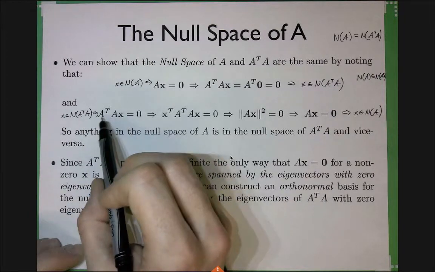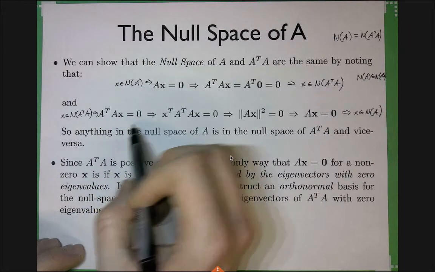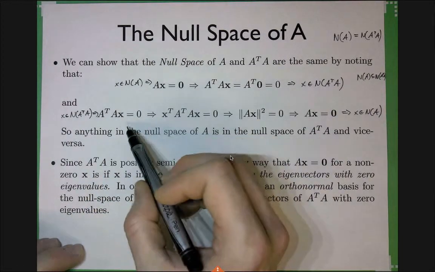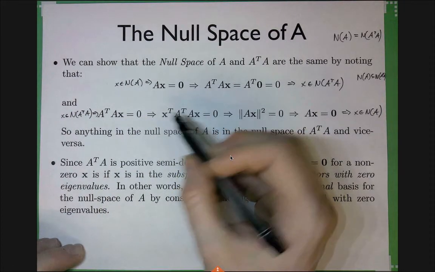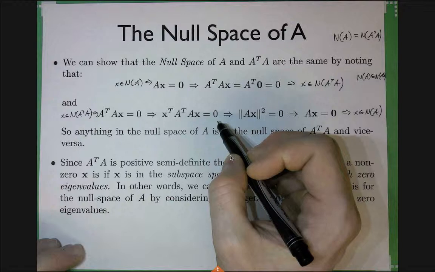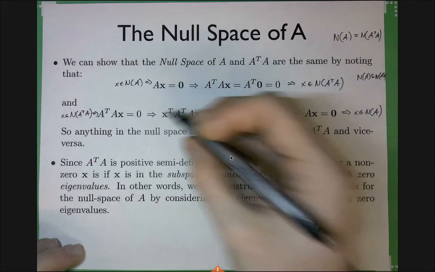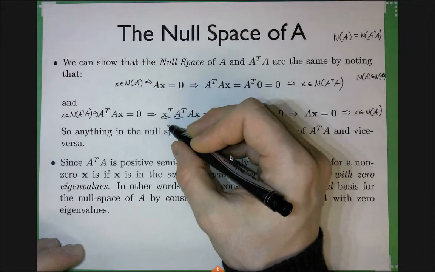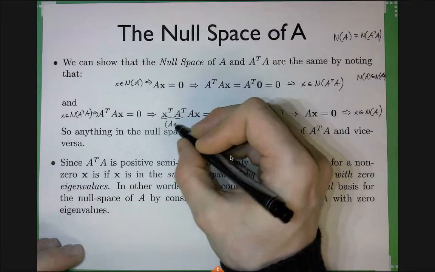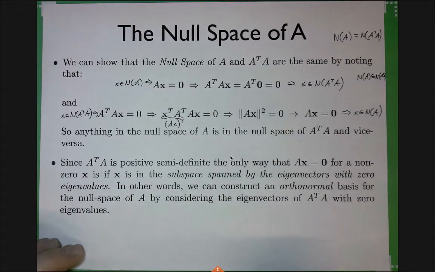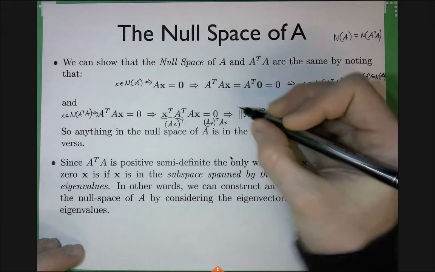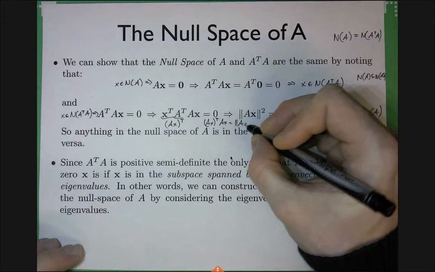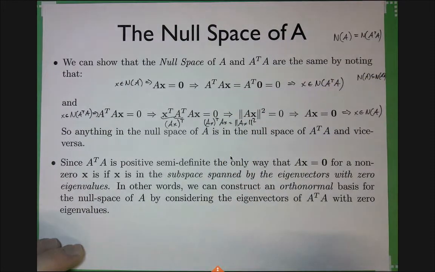That means that AᵀA times x is 0, right? So if that is true, it's certainly also true if I multiply with xᵀ, because xᵀ times 0 will be 0, right? Then xᵀAᵀAx is nothing but (Ax) transposed times Ax, and that is nothing but the square norm of Ax, right?